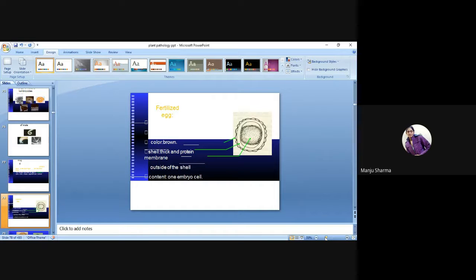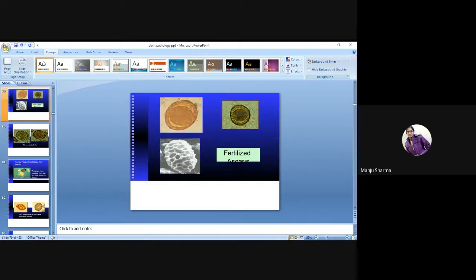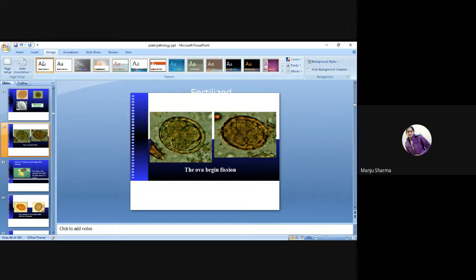Fertilized egg: the shell will be thick with a protein membrane outside of the cell, which contains one embryo cell. So these are the fertilized Ascaris eggs. Then the fertilized egg and the ova begin fission.